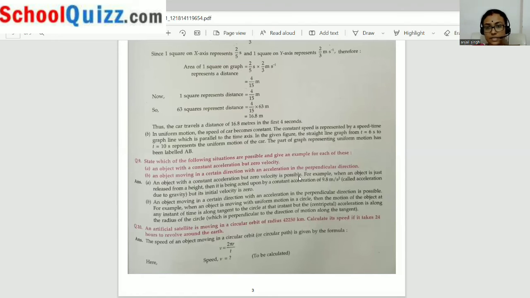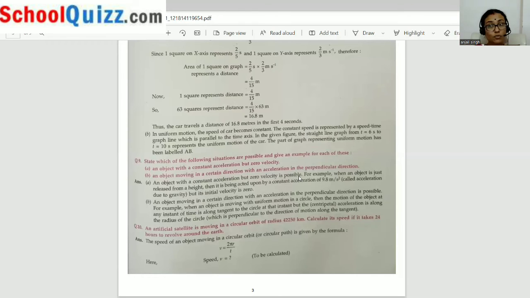Now, an artificial satellite is moving in a circular orbit. You have to imagine that the satellite is moving in an orbit with the radius of 42,250 kilometers. Calculate the speed. Wherever an object is moving in a circular path, the speed will always be 2 pi r by t. Clear? You have to find the speed.